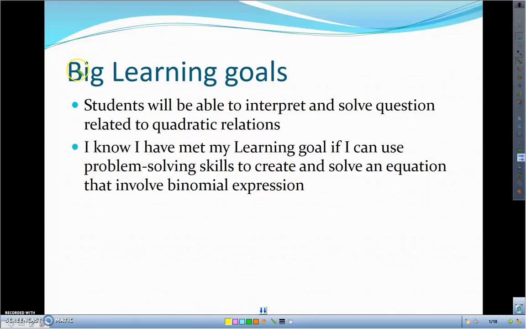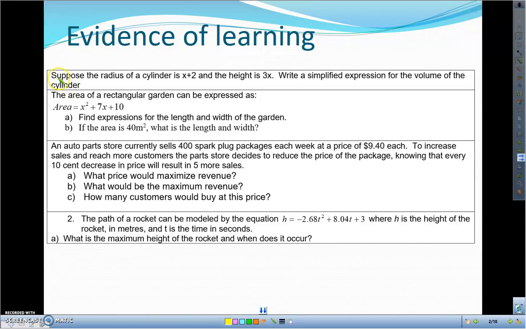We're doing quadratic relations, and our big learning goals for this unit are to interpret and solve questions related to quadratic relations. And I know I've met my learning goals if I can use problem-solving skills to create and solve an equation that involves binomial expressions and extend that to trinomial expressions. At this point, we should be able to answer these questions here. This is evidence of your learning.